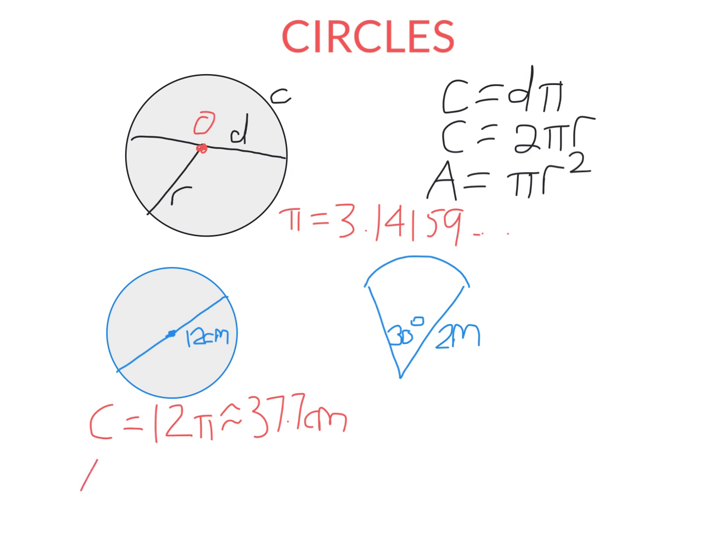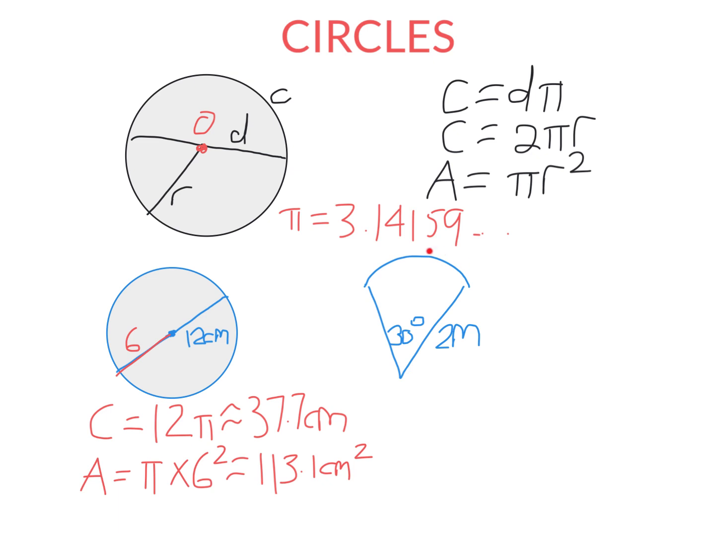On the other hand, the area of this, well, if the diameter is 12, that means the radius will be exactly half that. It'll be 6. We need the radius to find the area. So it'll be pi times radius squared, and that gives us about 113.1, and this will be in units squared.